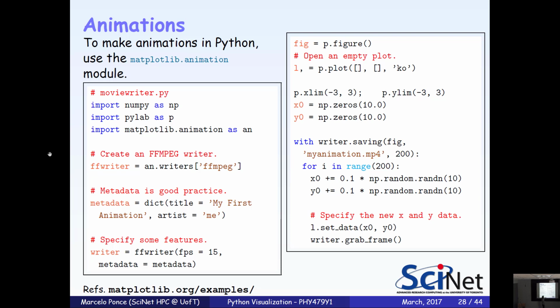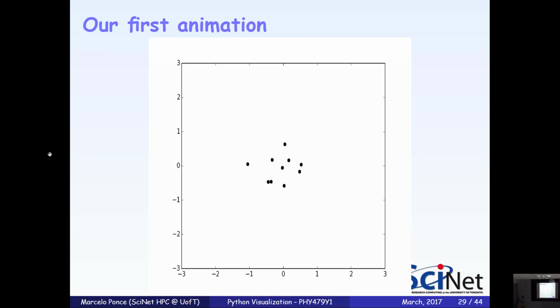The last point is just grab whatever image was generated and bundle it together with all the other images, and that will produce the movie at the end. Okay, is that more or less clear? Yeah, okay. So this is how the movie looks at the end.